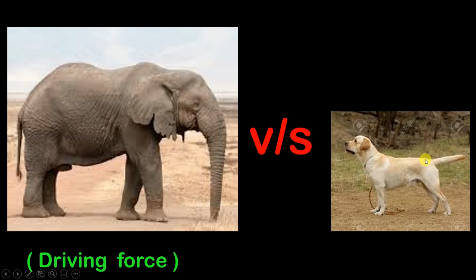And see, when this elephant was pulling the rope towards itself, this dog was also trying to pull the rope towards himself. Therefore when the rope was moving towards the elephant, the dog was opposing the movement of the rope and was trying to pull the rope towards himself. Therefore we say that the dog is also applying an opposing force.